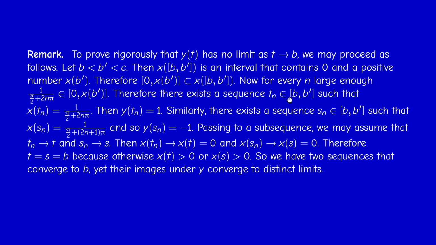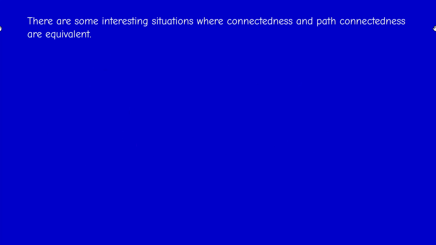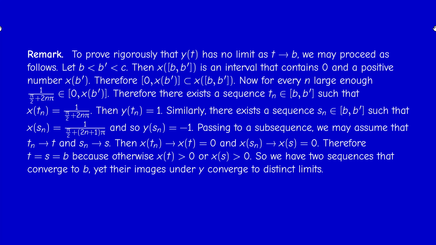So we have two sequences, Tn and Sn, that converge to b, because t equals s equals b, but their images under y converge to distinct limits. Okay, so this proves that y has no limit as t tends to b. Don't worry if you didn't understand everything, but if you understood the idea intuitively, then it's fine. I made this remark for the most meticulous students among you.